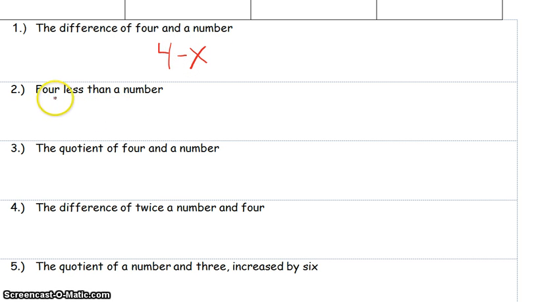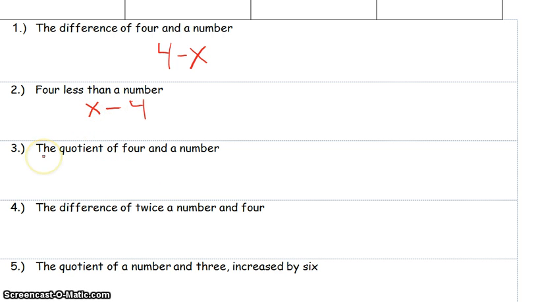Now, number 2, it says 4 less than a number. Let's think about this. A lot of people will write down the same thing that we wrote for problem number 1. Well, let's use a real life application here. If I said 4 less than your age, what would go first? Yes, you're right. Your age would go first. So that means that a number goes first. So we put x first minus 4. This is 4 less than a number.